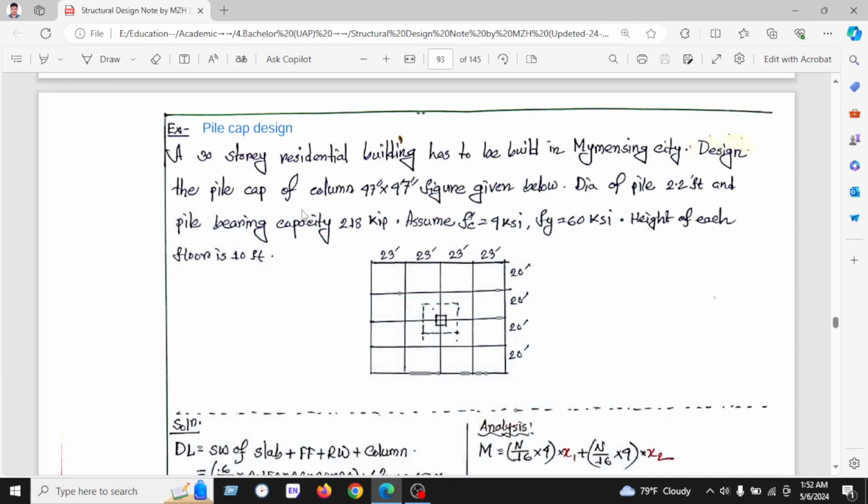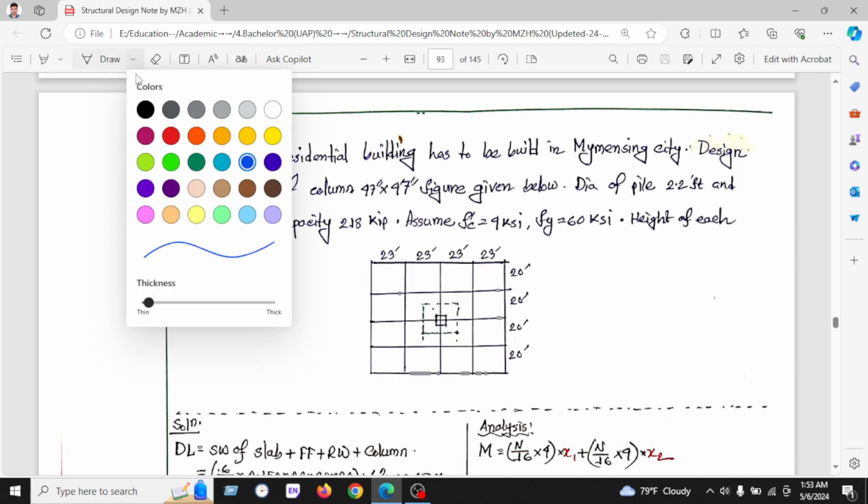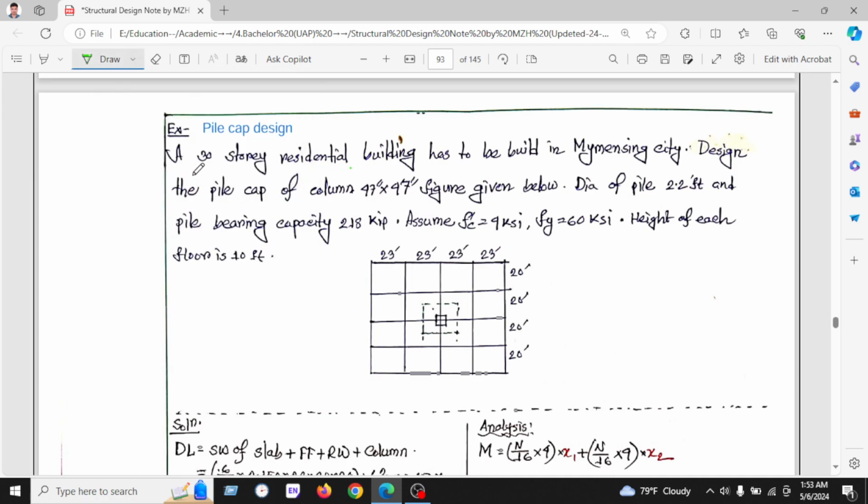Hello everyone. Today I am going to show a lecture on pile cap design. There is a question on this pile cap design for a building. Let's start. A 30-story residential building will be built, and we need to design the pile cap of a column. The column size is 47 by 47. We can see it below.